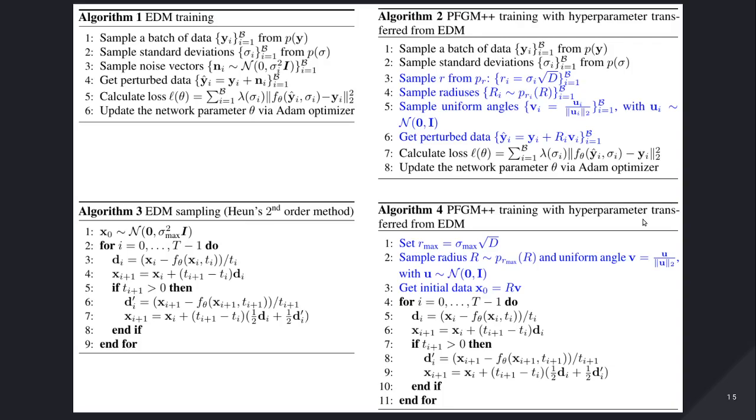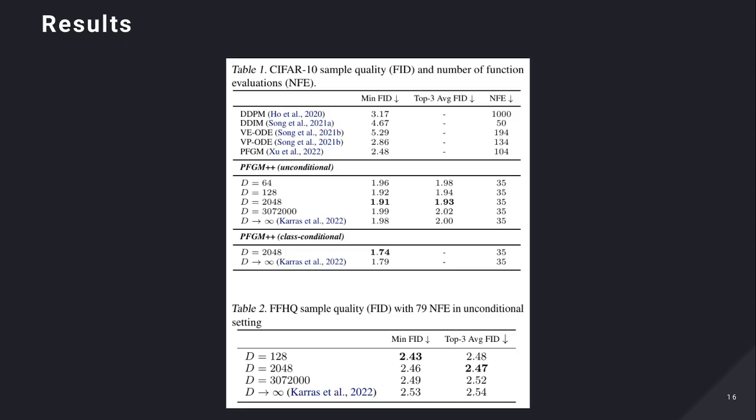And they give several examples of this hyperparameter transfer, where one of them is EDM. They also show it for DDIM, but I'm not showing that on the slides. On the right here we have the algorithm for EDM, the training and sampling, and the equivalent for PFGM using these hyperparameters that were directly transferred over. The blue parts are the actual changes between the two. So that's a very nice result, because you get to automatically grab some of the existing results and do stuff with them.